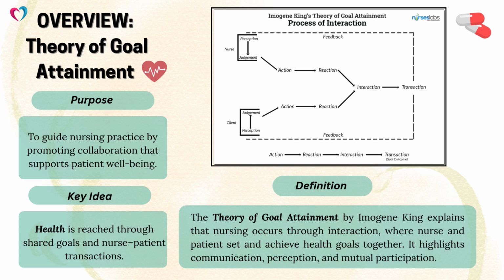Effective communication is central, meaning nurses must actively listen and understand patient perceptions, concerns, and aspirations. By aligning care with the patient's values and preferences, nurses can set realistic and attainable goals, building trust and collaboration. When patients feel heard and respected, they are more likely to engage actively in their care, improving health outcomes.